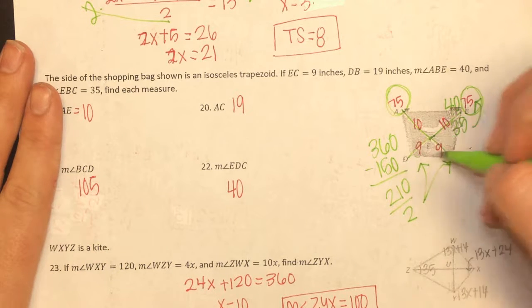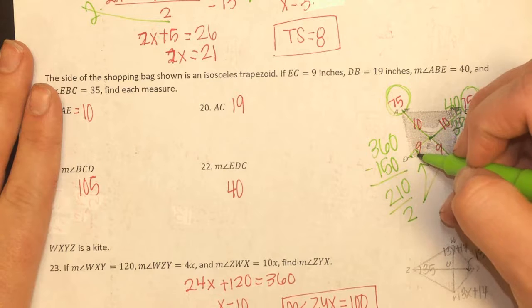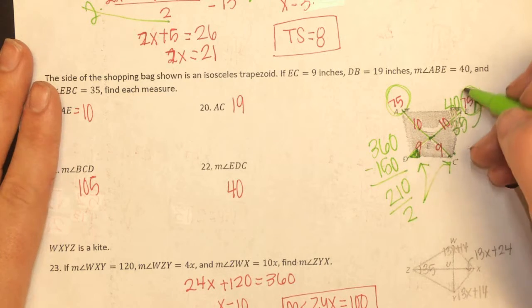Okay, the measure of EDC. Just E to D to C. Well, this is this one. We haven't really talked about this a whole lot, but use alternate interior angles. If that's 40, then so is this.